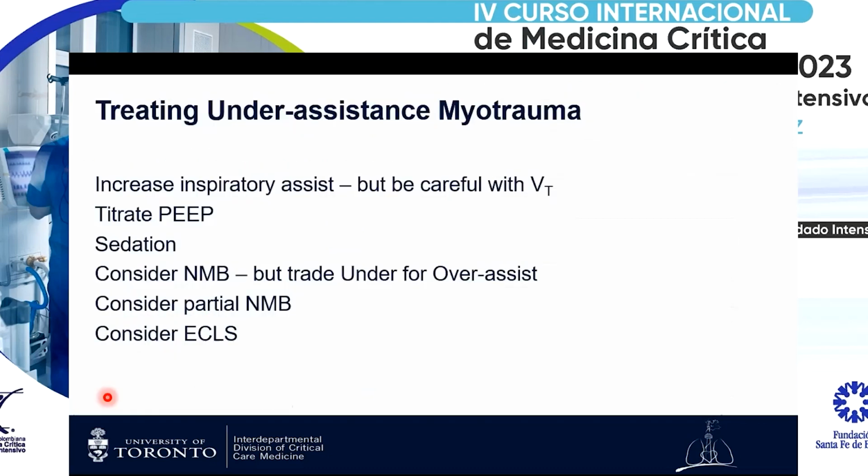Treating under-assistance myotrauma, i.e. the patients have larger efforts than you want, can be more tricky, especially when we're prioritizing ventilator-induced lung injury, because we might be able to say, okay, let's increase inspiratory assist to try and dial down patient efforts, but that's going to still lead to high tidal volumes, overall large distending pressures. We talked yesterday about titrating PEEP, also FiO2, using sedation, principally with propofol. And we talked yesterday about using partial neuromuscular blockade or extracorporeal CO2 removal.